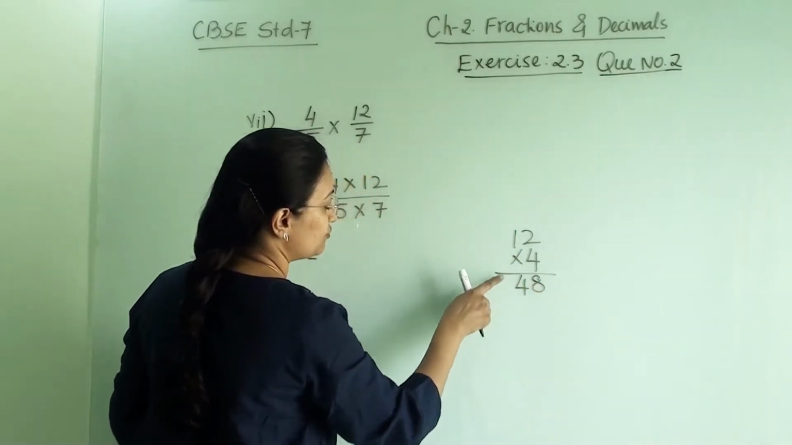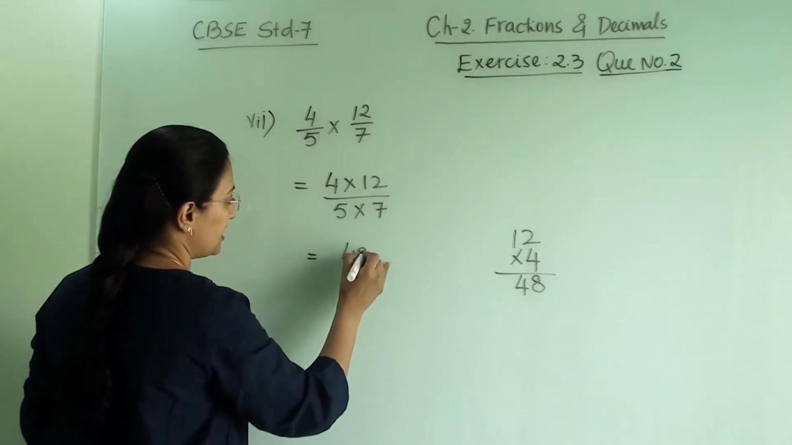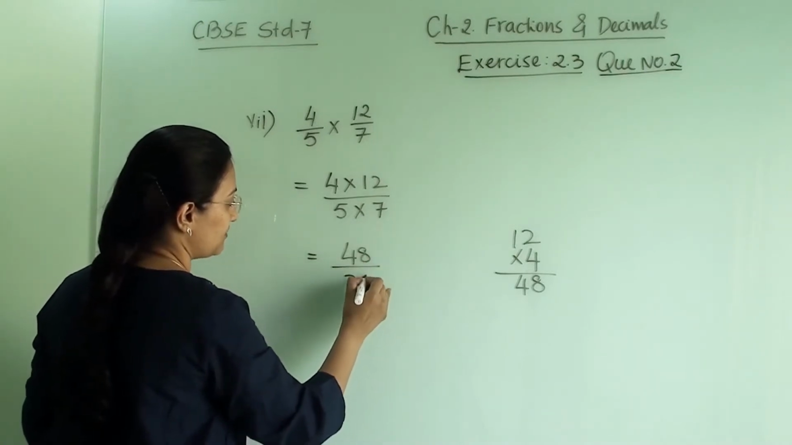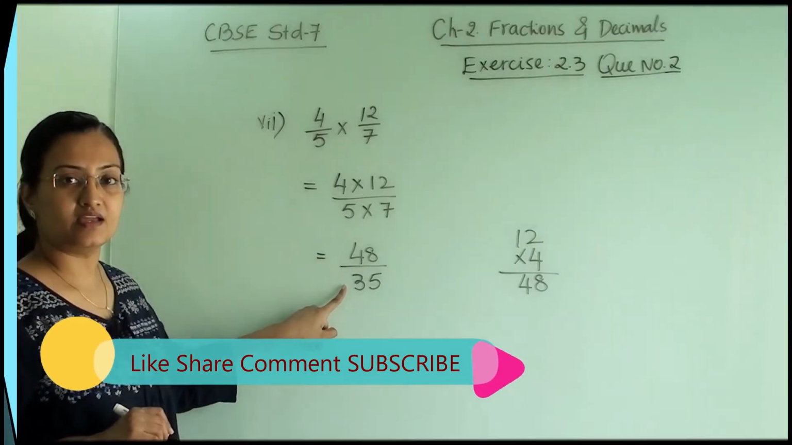So 12 into 4 is 48. So here we are going to write 48 and in the denominator 5 7s are 35. So that is going to be our answer, that 48 divided by 35.